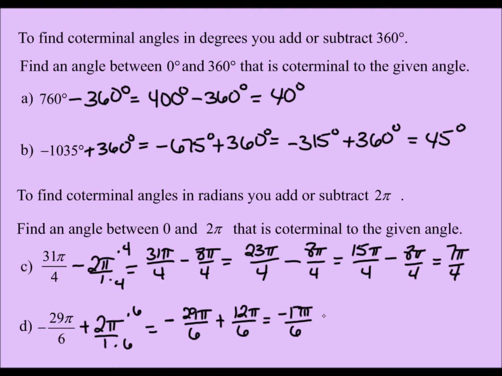So that means I need to add another 2 pi. I'm going to go ahead and still use 12 pi over 6. And what I get here is negative 5 pi over 6. Again, add another 2 pi, 12 pi over 6. And I get 7 pi over 6. This angle, 7 pi over 6, is between 0 and 2 pi, and also coterminal to negative 29 pi over 6. And this is how we find coterminal angles and apply them.